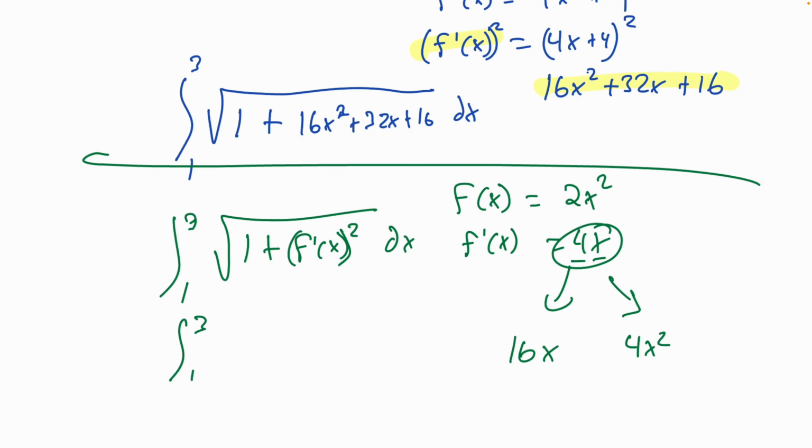So it would be the integral from 1 to 3 of the square root of 1 plus 16x squared dx. There you go. That's the gist of it.